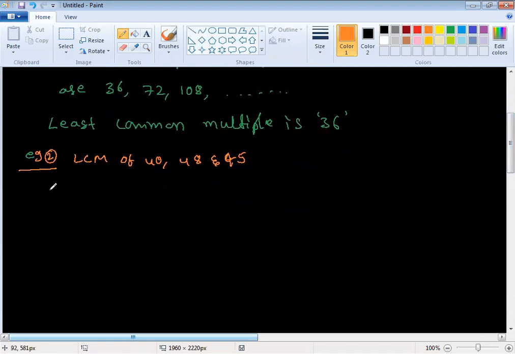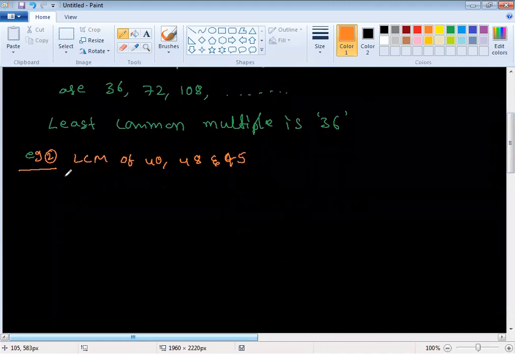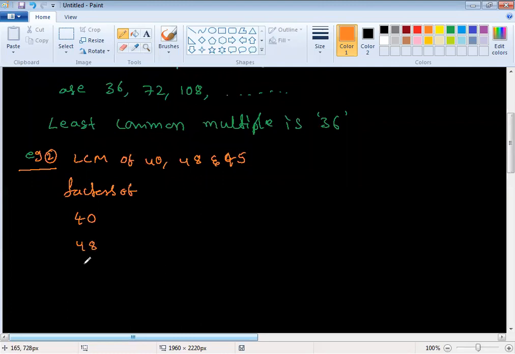That's why what is the second method? So here the second method is what? See, yes. First write the factors. Factors of 40, then 48 and then 45. So what are the factors of 40? Prime factors we have to write. What are the prime factors? 2 into 20, again 2 into 10, again 2 into 5. These are the prime factors.